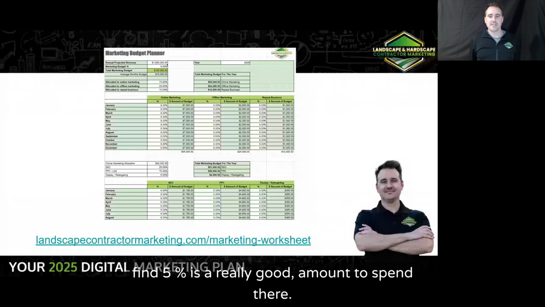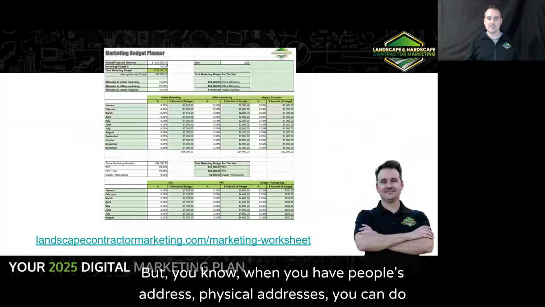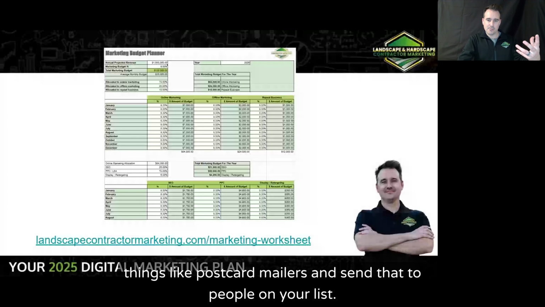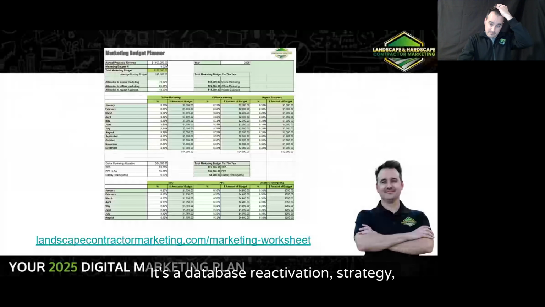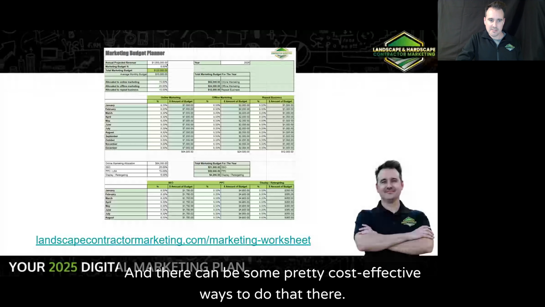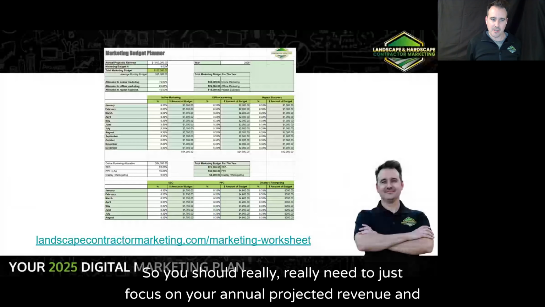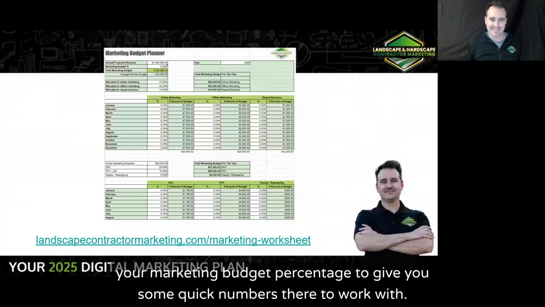Display retargeting, we find 5% is a really good amount to spend there. And you can do that through digital channels as well. But when you have people's physical addresses, you can do things like postcard mailers and send that to people on your list. It's a database reactivation strategy. And they already know you, so they're not just getting an unknown piece of paper through it. And there can be some pretty cost-effective ways to do that there. So again, those percentages are kind of put in there to give you a good benchmark of things. So you really just need to focus on your annual projected revenue and your marketing budget percentage to give you some quick numbers to work with.